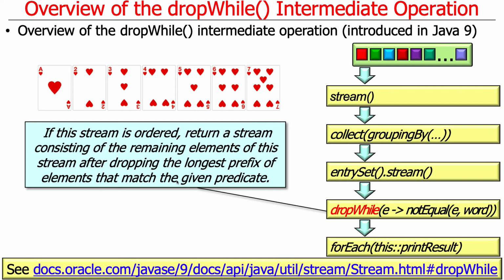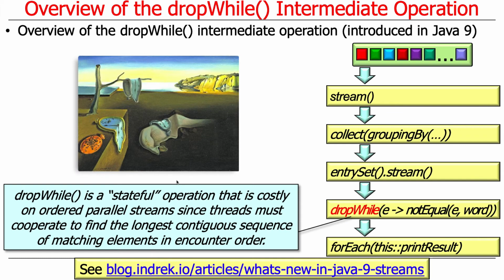The other characteristic is, what if the stream is ordered? If the stream is ordered, then it's going to return a stream consisting of the remaining elements of this stream after dropping the longest prefix of elements that match the given predicate. That is a subtle point. The reason this distinction is important is if you use dropWhile for an ordered parallel stream, it's going to be very expensive because all those different threads are going to have to figure out what's the longest prefix, the longest contiguous section of matching elements in encounter order.